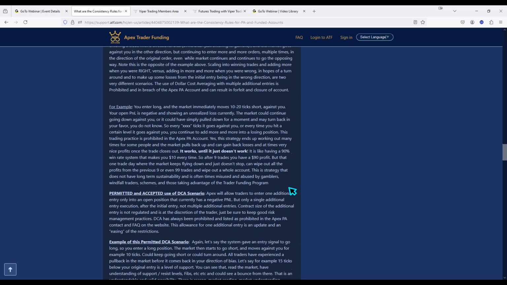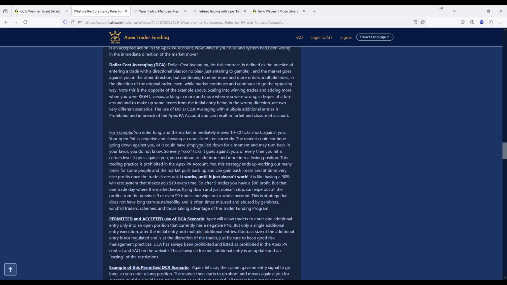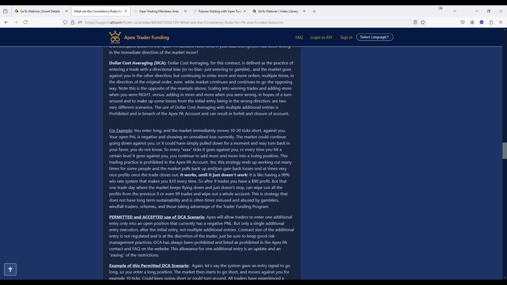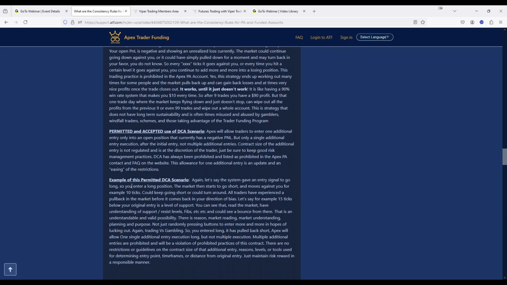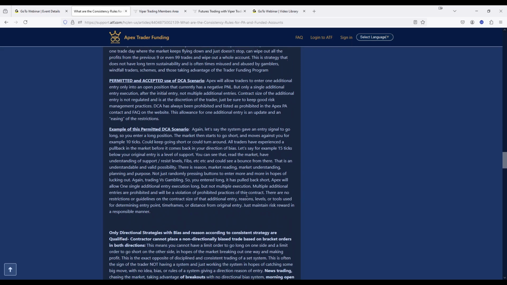Let me see if I can find hedging. And by the way, keep reading all about this, for instance, about dollar cost averaging, okay? Because like I said, they will allow you to go, let's say you go into a contract and then it goes against you, so you add one. Well, you can't just keep doing that. So read that rule, okay? And there's even permitted examples of dollar cost averaging, okay?